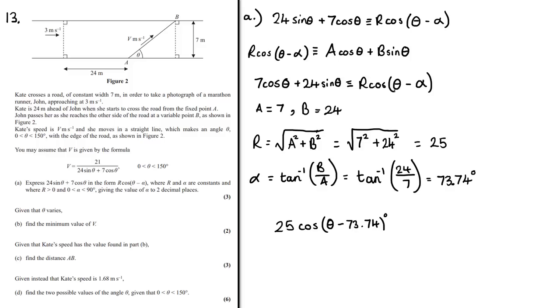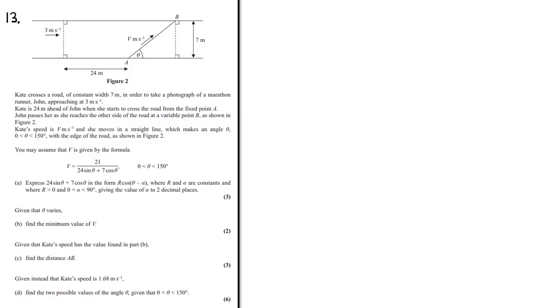Let's take a look at part B now. What I'm going to do is clear the screen just for part B, and hopefully we should get part C on the same page as well. So if we clear this, in part B, we're told that theta varies. What we're going to do then is find the minimum value of V. So we're looking for the minimum value of this fraction.